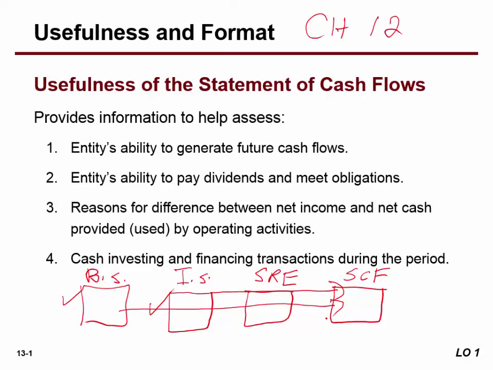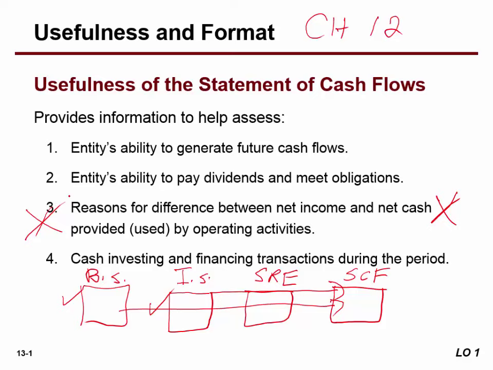Looking at their ability to meet obligations, maybe you're holding that stock for some sort of value increase over time. And if the company's going to be going bankrupt soon, then that stock doesn't have much value left in it, right? Okay. It's going to also show the reason for the difference between net income and net cash provided by operating activities. And guys, this is where we're going to focus most of our attention, in terms of how we're going to see that the statement of cash flows does that for us, okay?